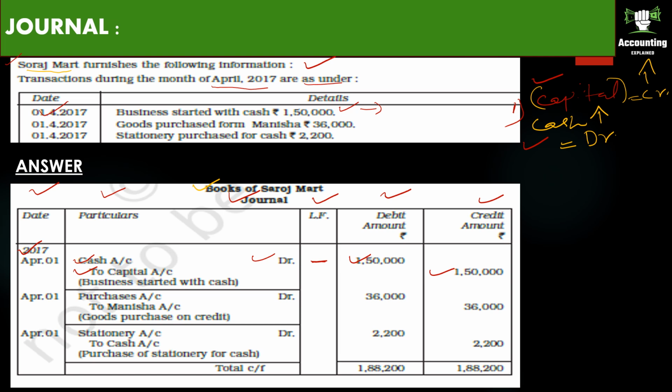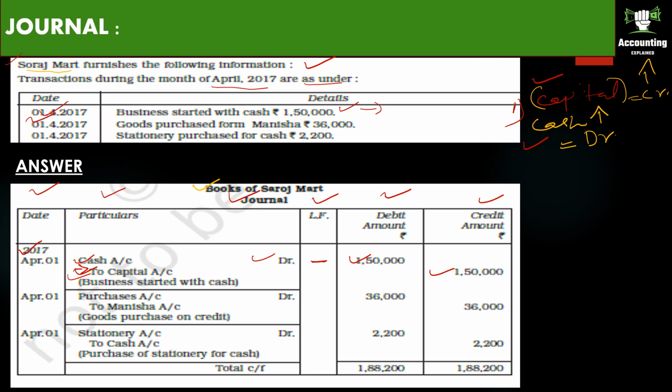And we have to write the narration. Before proceeding to narration, I'll tell you, this has to be indented to the right side. Leave 2-3 characters from the debit entry and write a little bit further to the right the credit entry to capital account. That is called indented. This also we have seen. And we have to write the narration within brackets. What is the narration? Business started with cash.